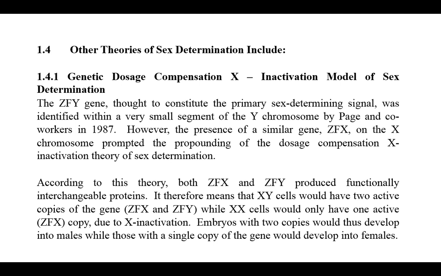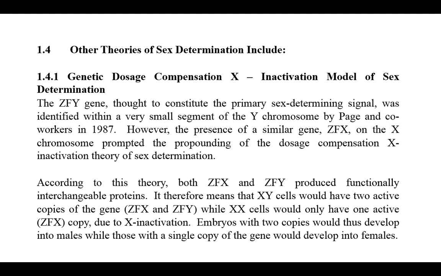However, the presence of a similar gene, ZFX, on the X chromosome prompted the propounding of the dosage compensation X inactivation theory of sex determination. According to this theory, both ZFX and ZFY produce functionally interchangeable proteins. It therefore means that XY cells would have two active copies of the genes ZFX and ZFY, while XX cells would only have one active ZFX copy due to X inactivation.